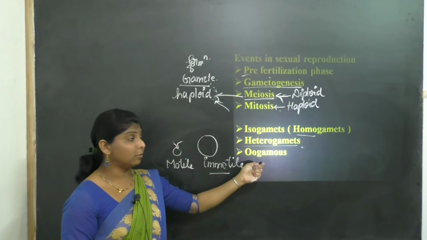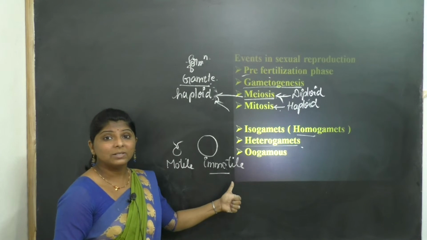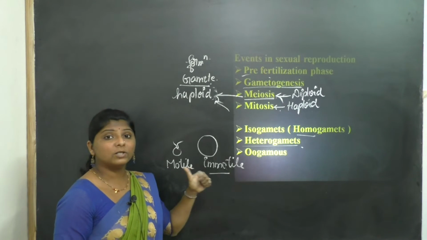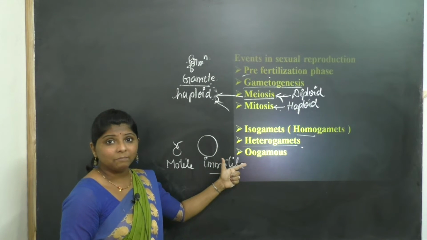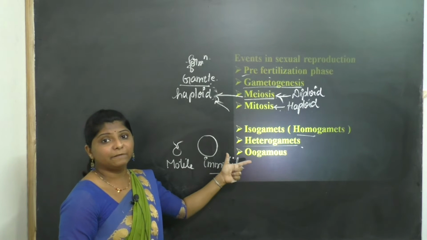I hope you came to know about this now. Isogametes, similar in size, morphologically same. Heterogametes, they differ in their size. Male and female can be clearly differentiated.